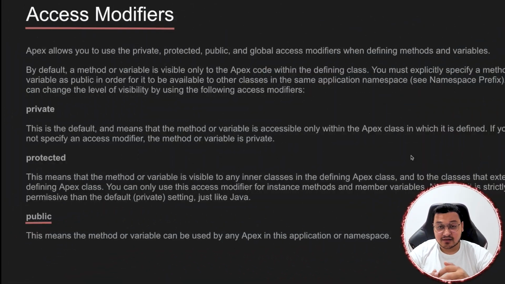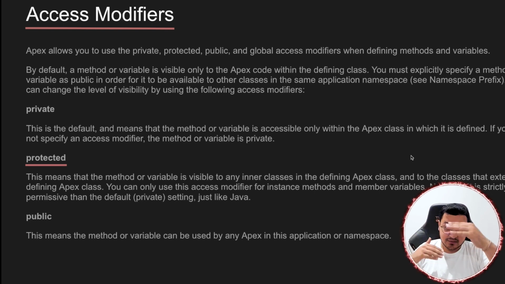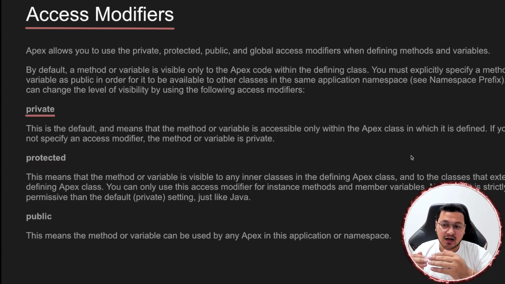If it is public, then that particular method is available outside the class as well. So you can use that method or that variable in another class as well. Protected basically means that the method or variable is visible to any inner class within the main class. So if you write a class within a class, then your protected method is available to the inner class, but not to any other class. It's a little higher than private, but most generally what I've seen in Salesforce is people either use private or public or global.